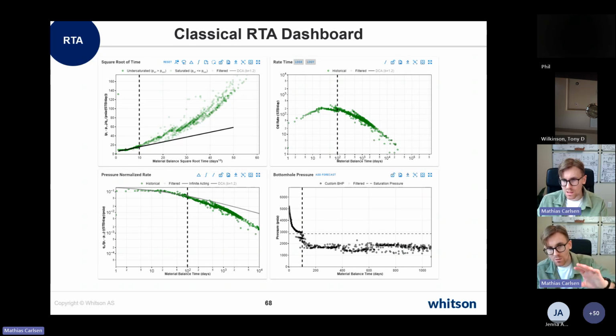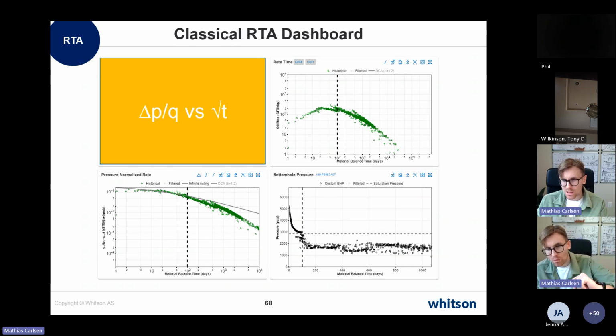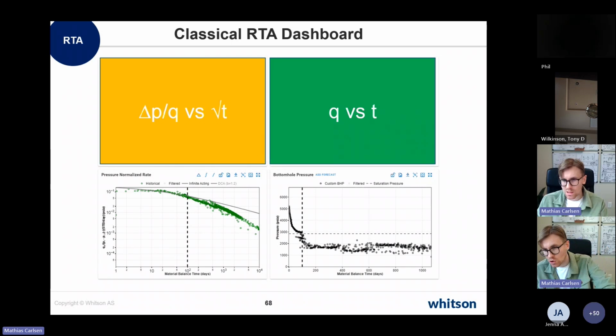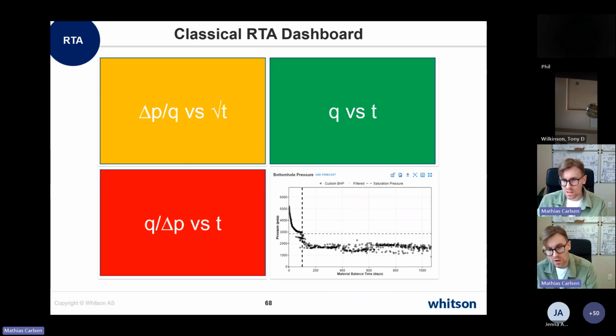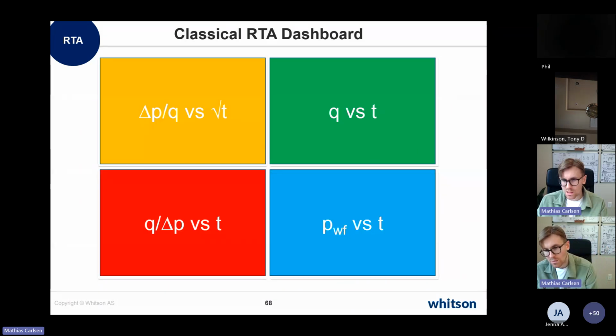Okay, so if you look at this dashboard, this is rate normalized pressure versus square root of time. This is just rate versus time. And this is pressure normalized rate versus time. This is just pressure versus time. Also, now we're starting to increase the difficulty level a little bit.